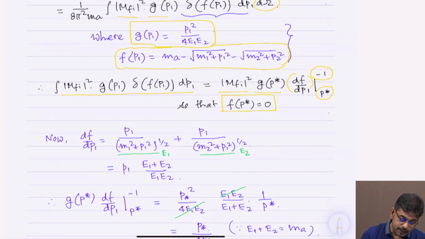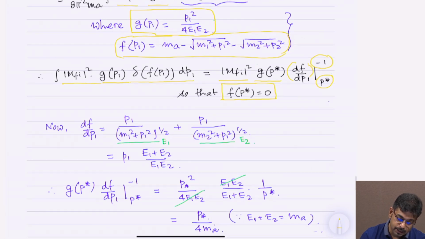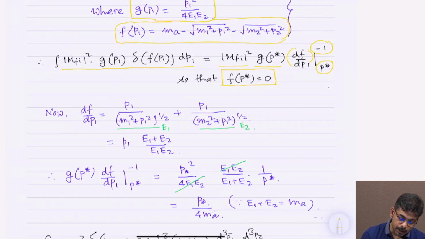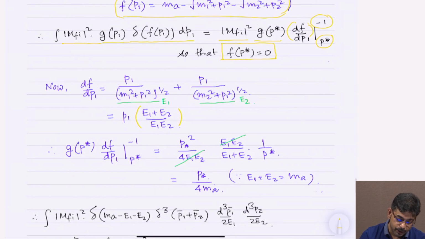Now, let us look at this expression of f(p1) and take the derivative df/dp1. This derivative will be p1 divided by the square root of m1² plus p1², which you can say is E1, plus p1 divided by (m2² plus p1²) to the power half, which is actually E2. So, if you arrange this p1/E1 plus p1/E2, it can be arranged as p1 times (E1 plus E2)/(E1E2), so p1 times (1/E1 plus 1/E2), which is (E1 plus E2)/(E1E2).